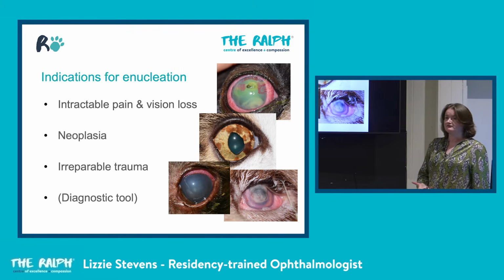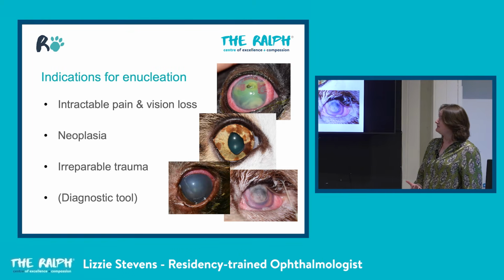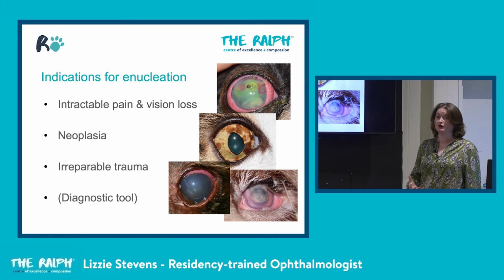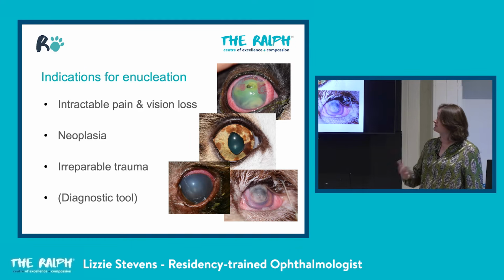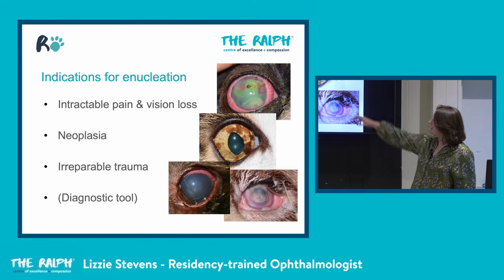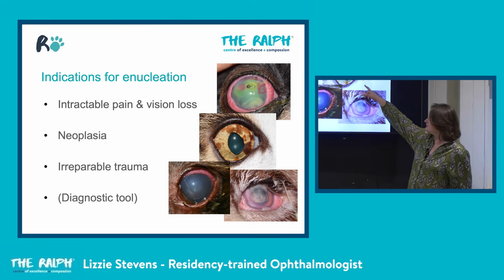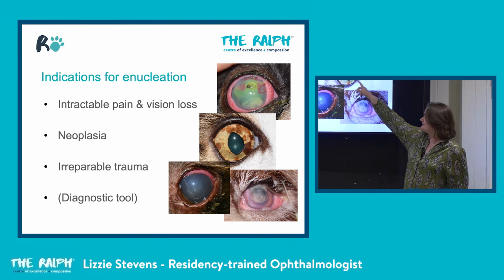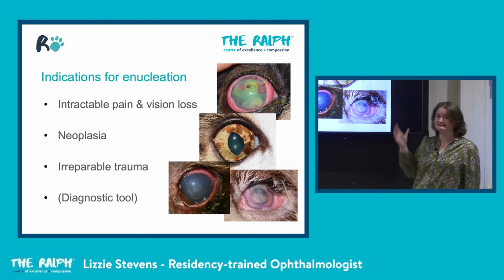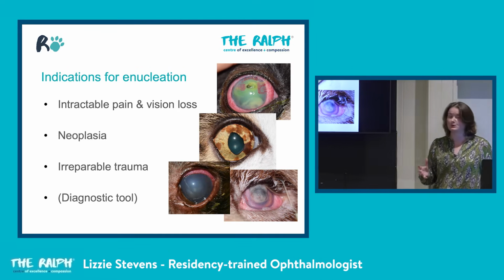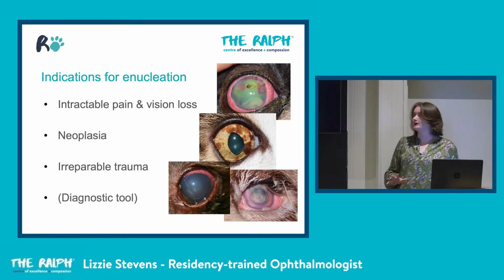Neoplasia is another reason, and that can be where we have a large intraocular tumor that's causing uveitis, causing glaucoma, or it can be these cases, this feline diffuse iris melanoma. And these, as I'm sure you're aware, are really tricky, the decision making as to what we do and when, but that's a subject for a whole other talk.